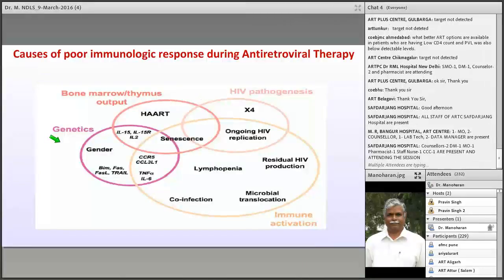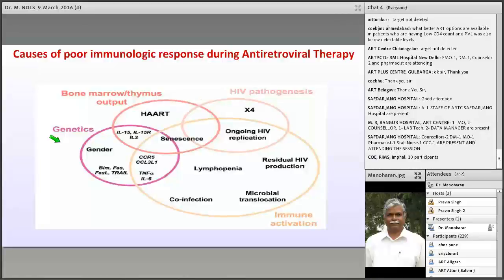And treatment intensification, I told you, is not a better option, because there are a few papers which talk about not using this treatment intensification. I hope I answered the question for Ahmedabad. Any other question? Okay.